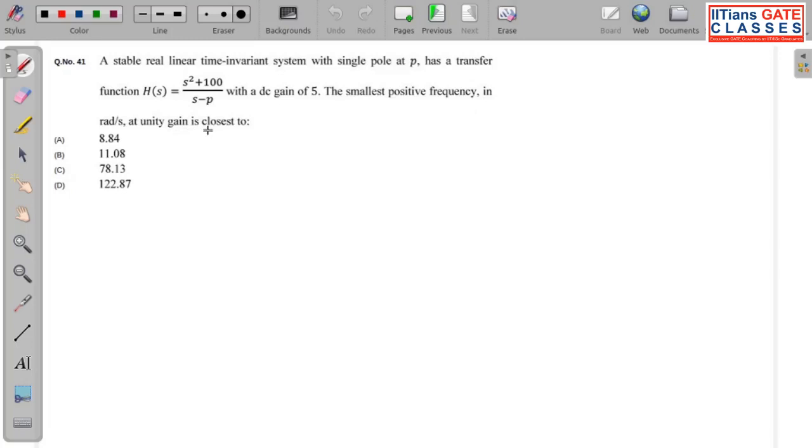So, step by step we will be solving this question. What is the first step that we should do? Again read the question. A stable real LTI system with single pole at P has this transfer function with a DC gain of 5. So, what is DC gain? DC gain of a system is the steady state gain. Steady state gain means when my frequency is equal to 0, which means your s is equal to 0. So, limit s tends to 0, H(s) is given as 5.